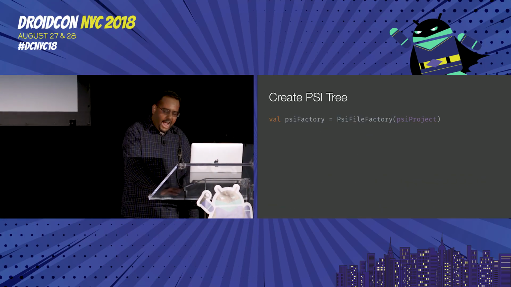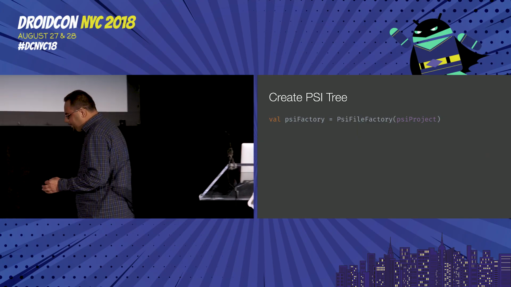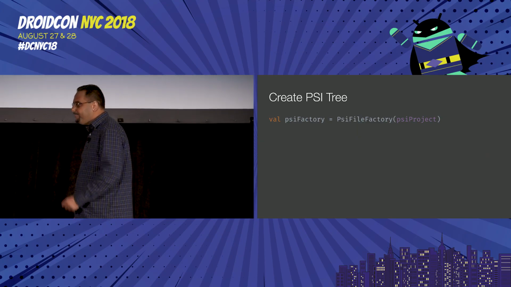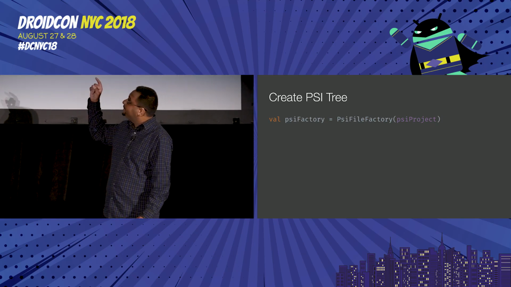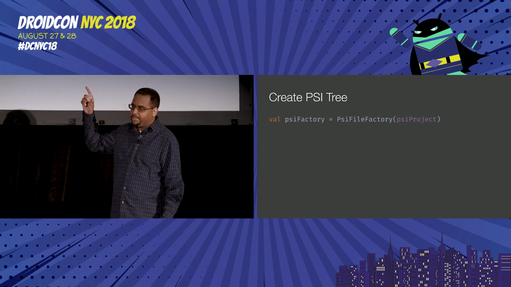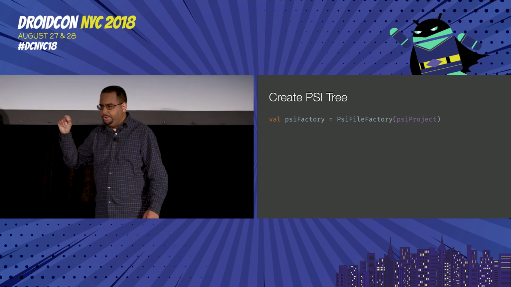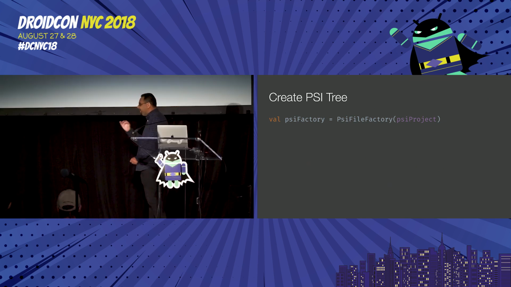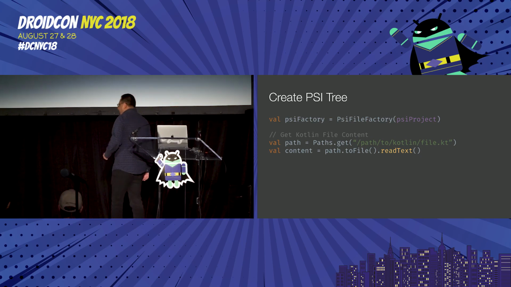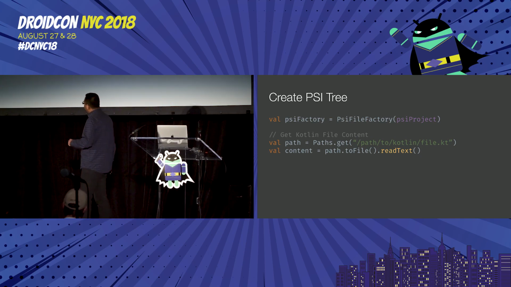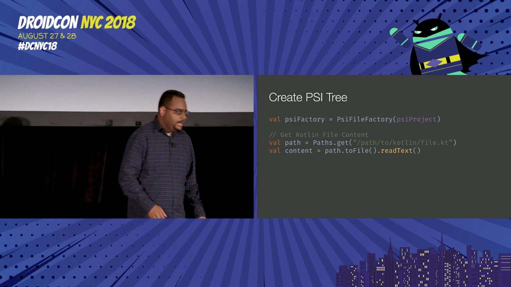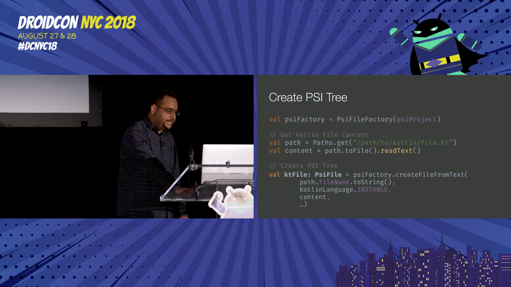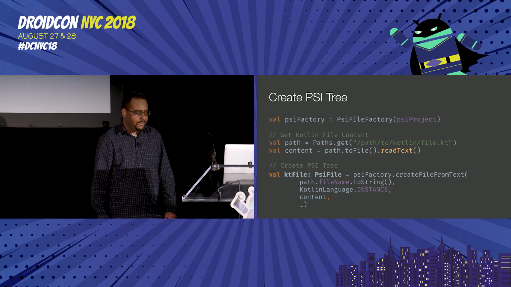So when I have this project, there's a class called PSI File Factory, which is part of the IntelliJ platform. I'm going to give the project object that I made to this File Factory class. This is the class that I'm going to use to create a PSI tree for any Kotlin source file. So when Detekt runs, it gets all of the content of your Kotlin source file and cleans it up. And then it uses PSI File Factory and calls this method called createFileFromText.